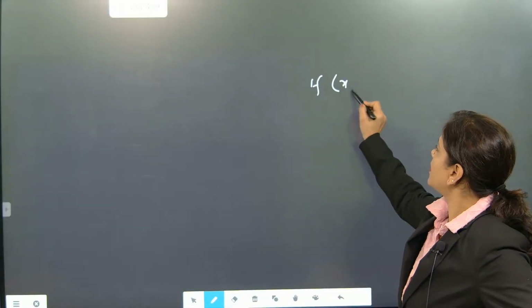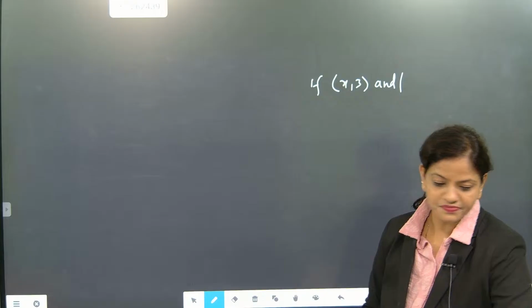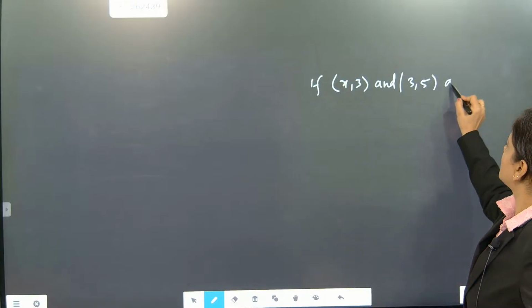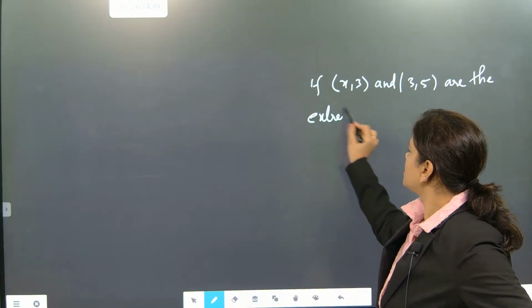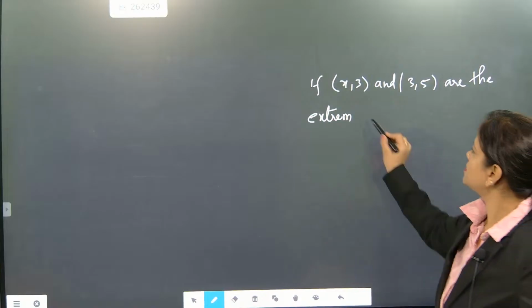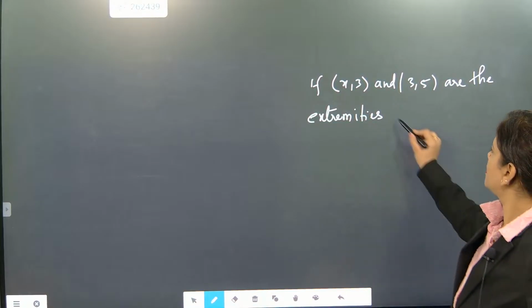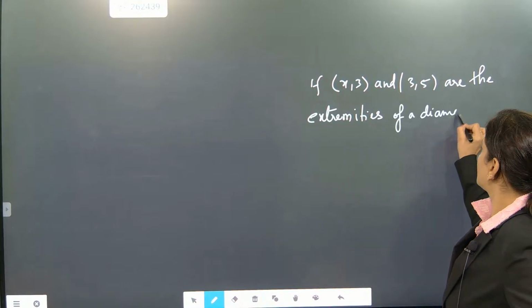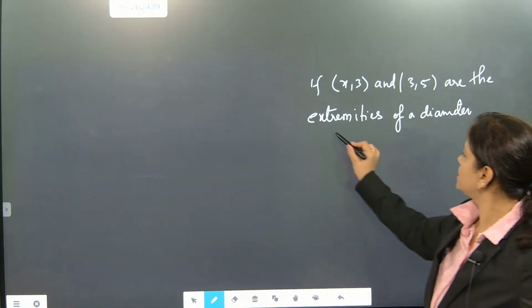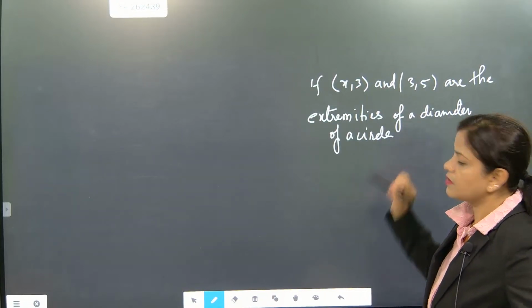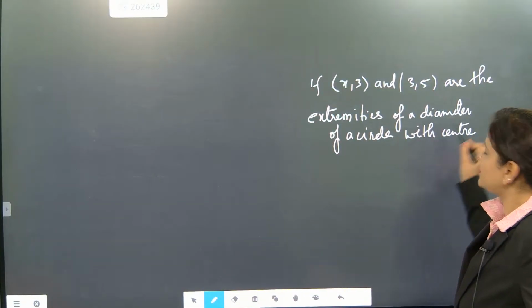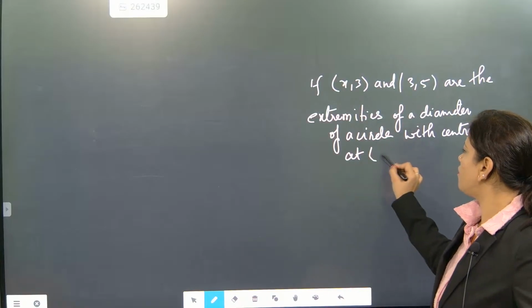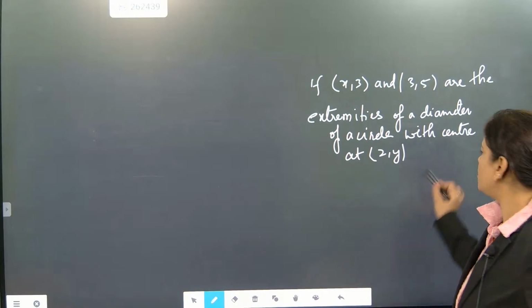The question is, if (x, 3) and (3, 5) are the extremities of a diameter of a circle with center (2, y), then the value of x and y.